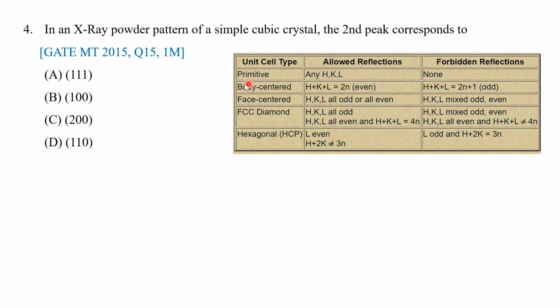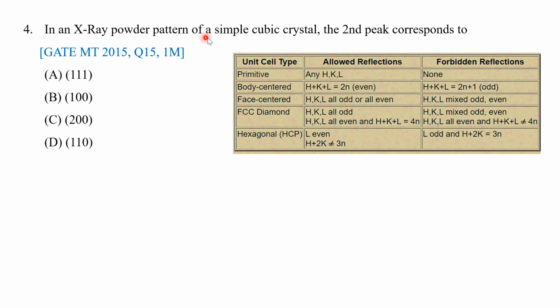Suppose our material has a primitive unit cell. What are the allowed reflections? Any HKL combinations are possible. In case it is BCC, there is a condition that H plus K plus L should be an even number. In case of face centered, it should be either all odd or all even. So based on the extinction rules, we can find the allowed and forbidden reflections. Please be familiar with primitive, body centered and face centered, and if possible FCC diamond and HCP. More than FCC diamond, I would say HCP would be important.